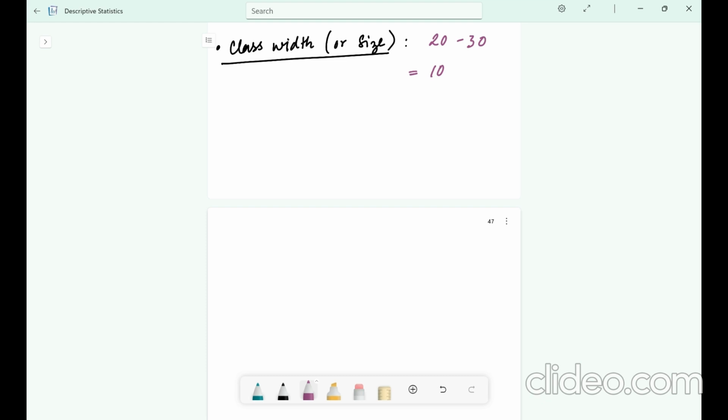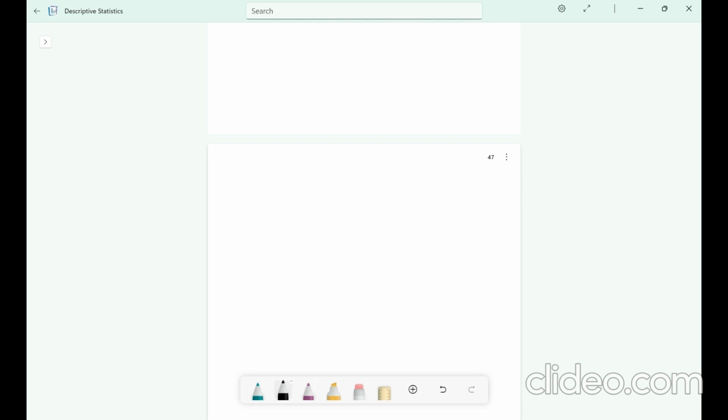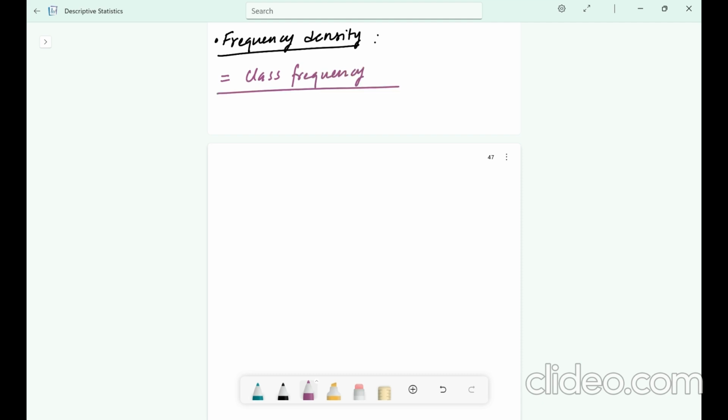Okay, easy, right? Next comes the interesting one actually. Next is frequency density. Yes, frequency density. What is that? Frequency density of a class is its frequency per unit width. So what is the formula for it? Formula for it is class frequency divided by class width. This helps us when classes have unequal widths, especially while drawing histograms, okay?